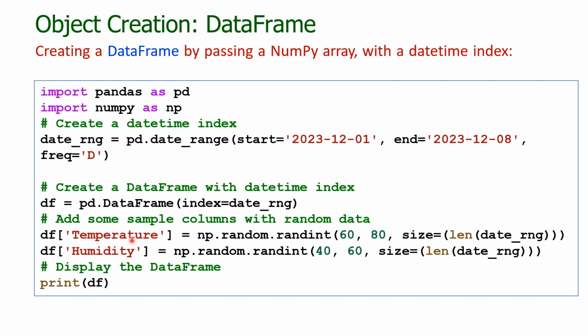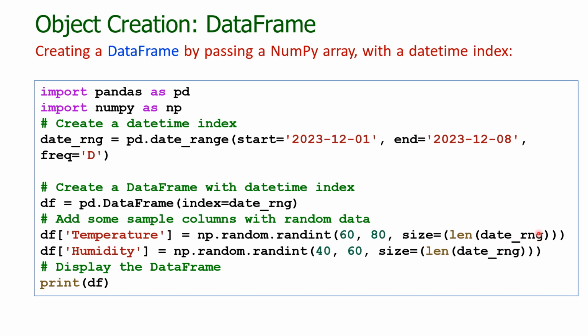the label of each column. Here temperature is one more column we want to create, and humidity is another column that we wanted to create. So you can include any number of columns by using df of followed by the label which is mentioned within the single quotes, and you can create the set of values by using np.random.randint.